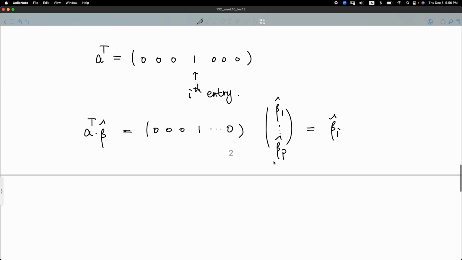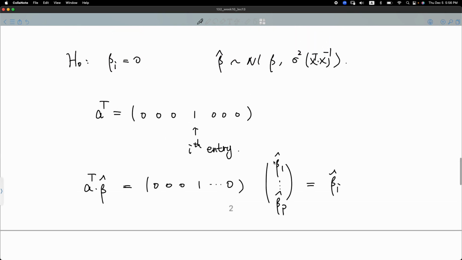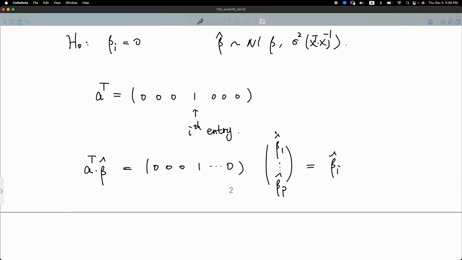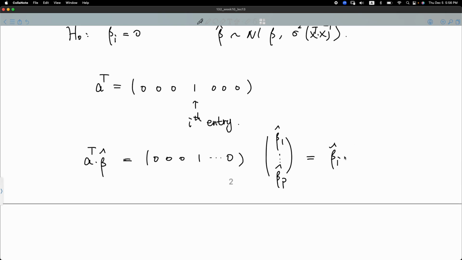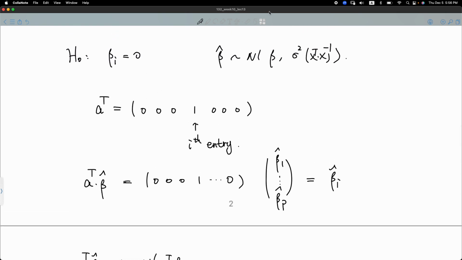The reason why we're introducing this vector A is that we know that the beta hat is following a normal distribution, and a linear transformation of a normal random variable also follows a normal distribution, except that it's going to be a scalar version. So A transpose beta hat is also going to follow a scalar normal distribution, with the mean also A transpose beta. So we're just performing a linear operation on this distribution.